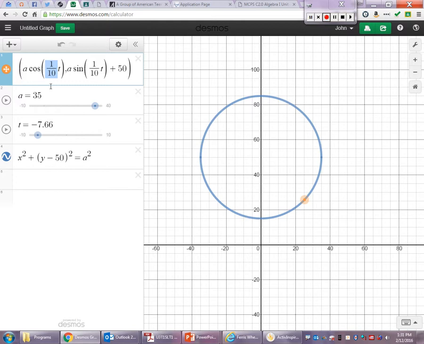Okay. So we need to adjust this so that it goes... What's the part of the problem? So it makes one revolution every 12 seconds. So what would be a good thing to put in there? Jeremy, you look excited. Go.